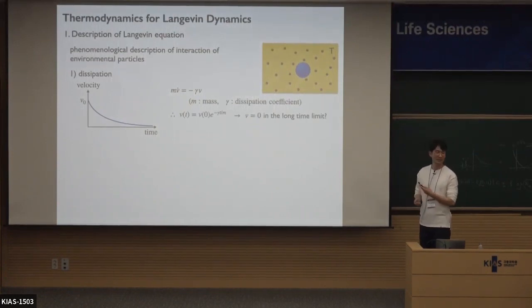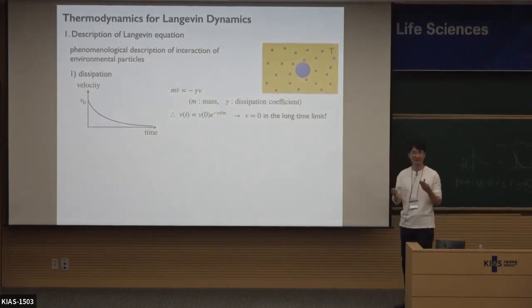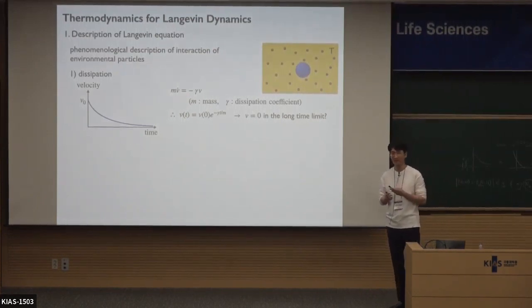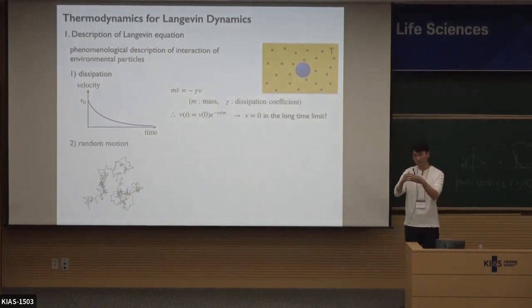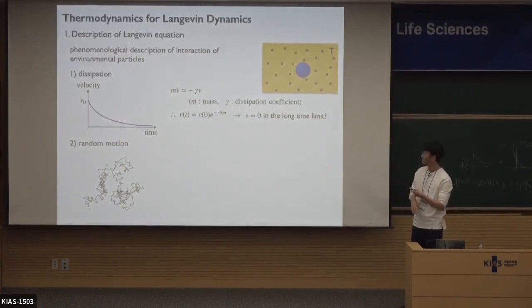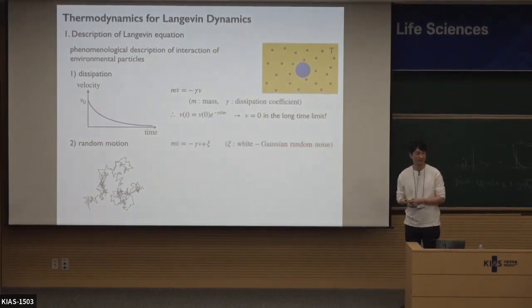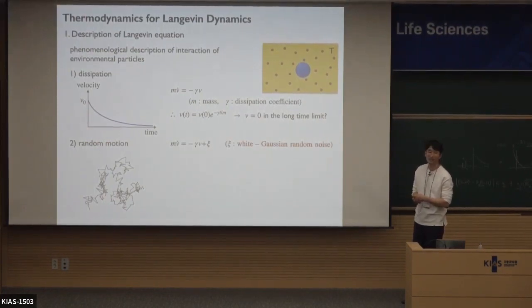We know how to solve this equation. This is the exact solution. It tells us that in the long time limit, V goes to zero. But is it really true in such a system? No, because if we observe the Brownian particle motion, it continuously moves, right? It does not go to the V equal to zero state. So we need another ingredient, which is random noise. We have to add some white Gaussian random noise.